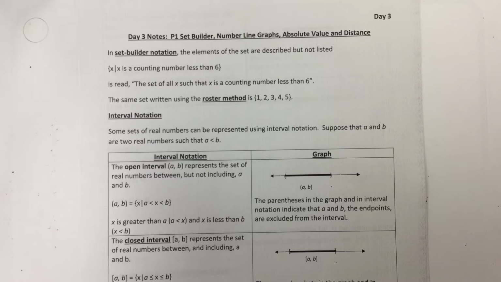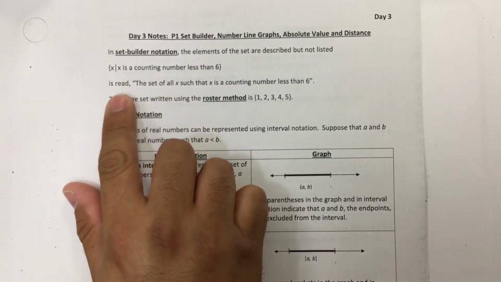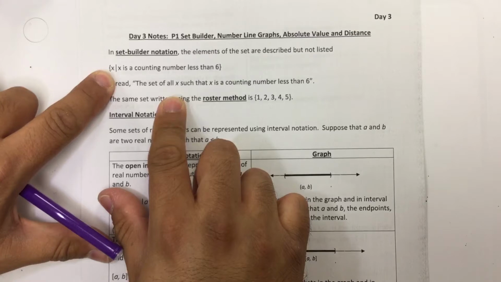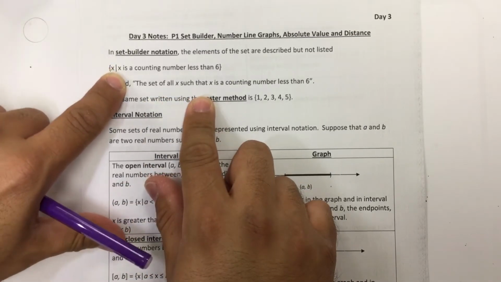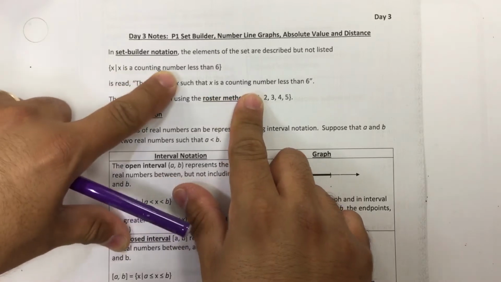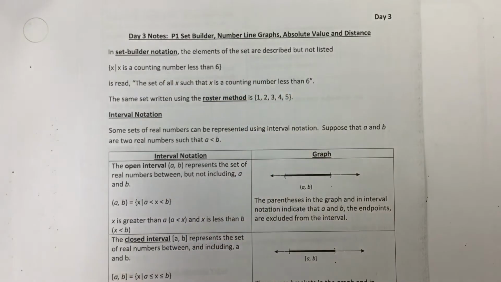So our notes start by saying in set builder notation, the elements of the set are described but not listed. An example here is, and we read it as this right here. It says the set of all x such that, so this line is "such that." So the set of all x such that x is a counting number less than 6, okay? So that's your set builder notation.